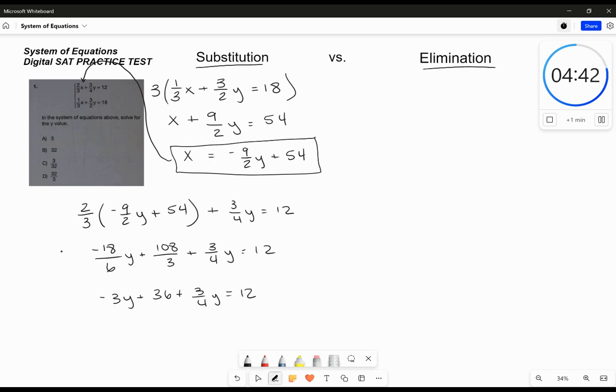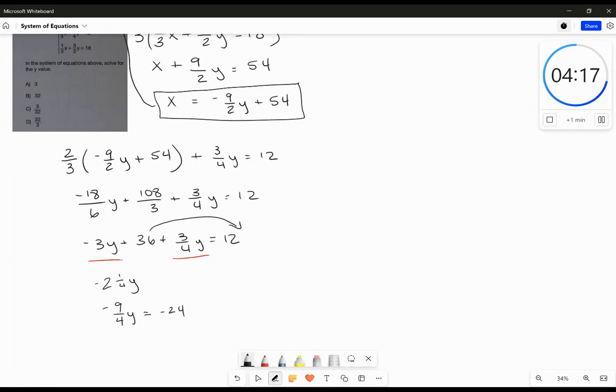All right, let's combine like terms. We have this y and this y. So combine them together, you get negative 2 1/4 y, or I'll change it to negative 9/4 y. And then you subtract 36 from both sides, negative 24. All right, so then to turn this into a full y, we would need to multiply both sides by negative 4/9. So multiply this by negative 4/9.